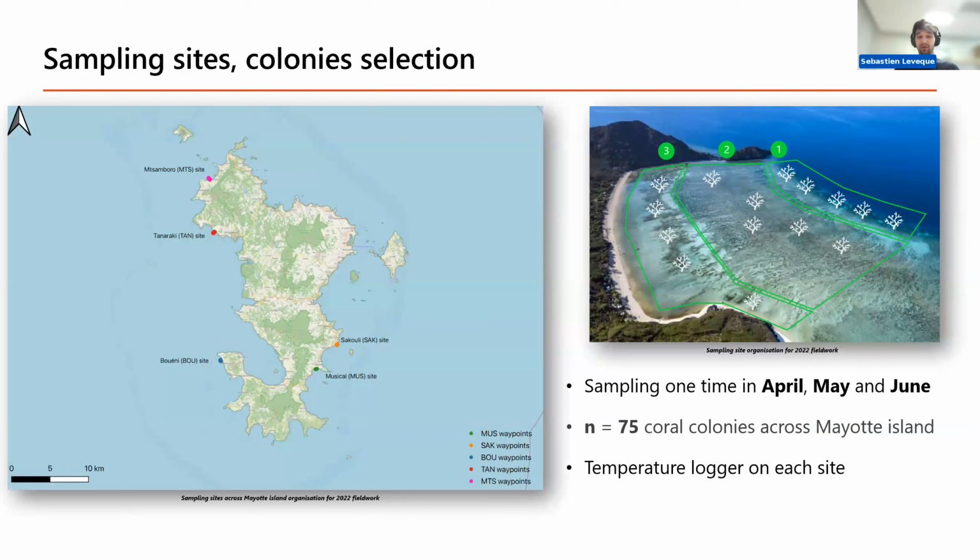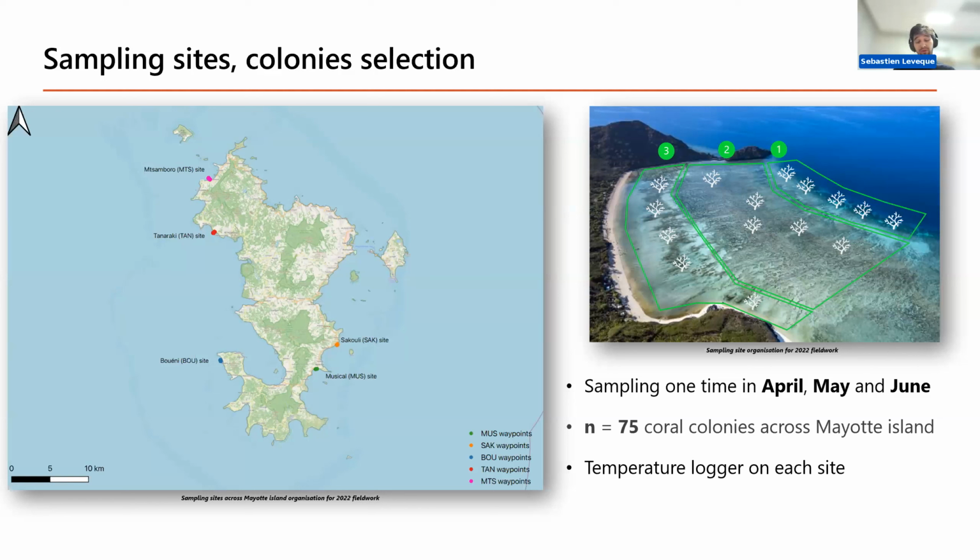So on the island of Mayotte, we selected 5 sampling sites across the island, and on each site we picked up 15 coral colonies, which are located and divided in 3 groups of 5 in the back of the reef, the inner part of the reef, and the crest of the reef. So we have good representation of what is happening at the scale of the reef for each of our sites. In total, we selected and GPS tagged 75 coral colonies across the island.